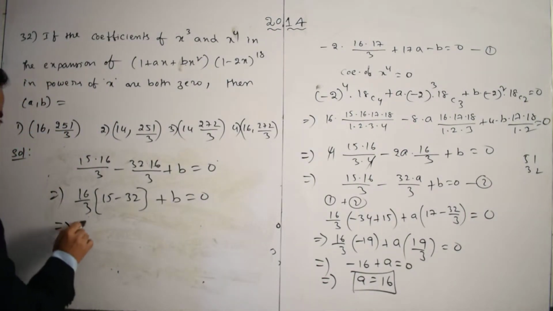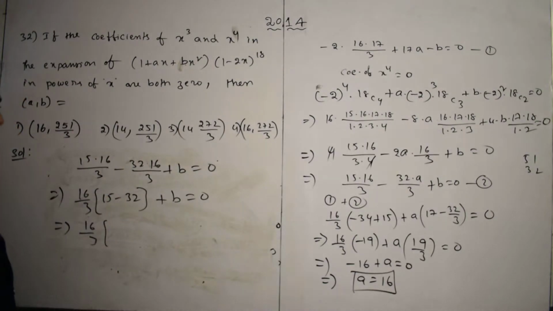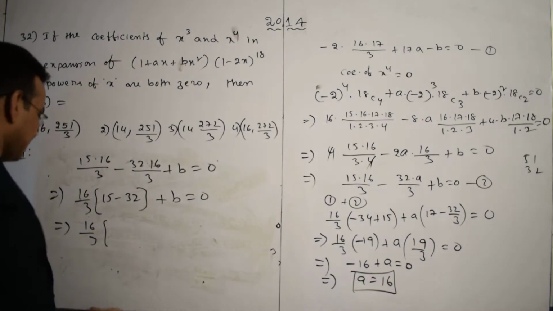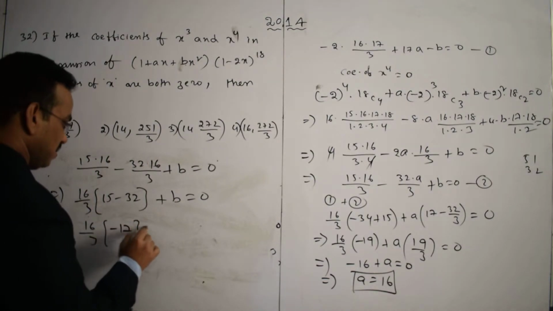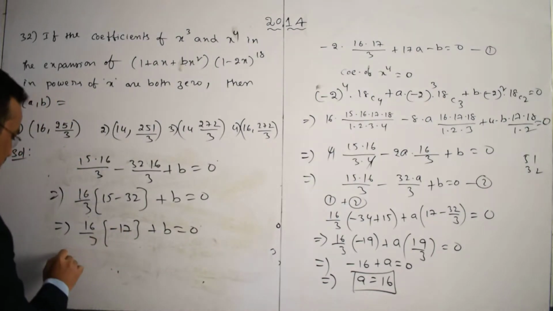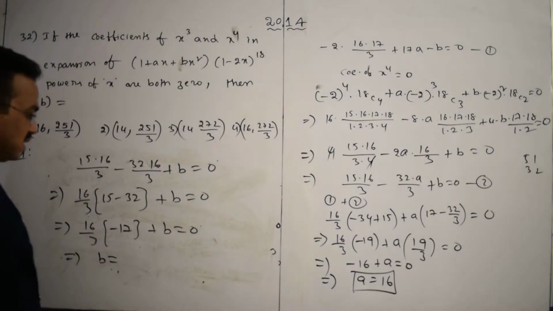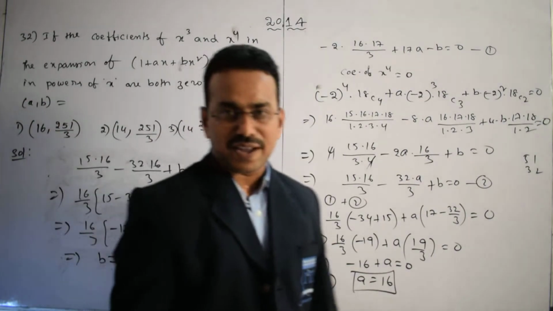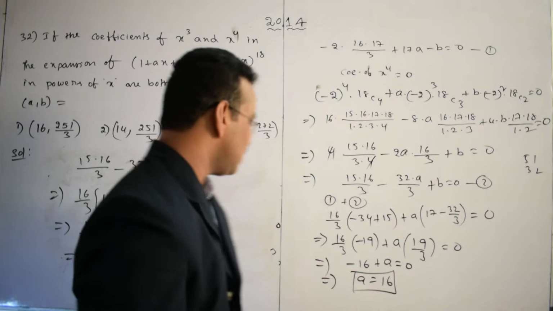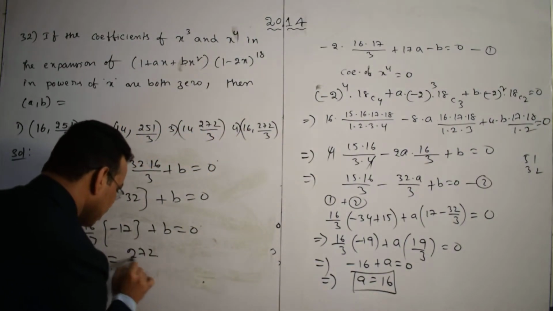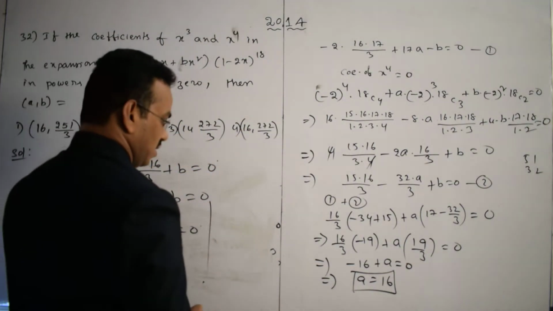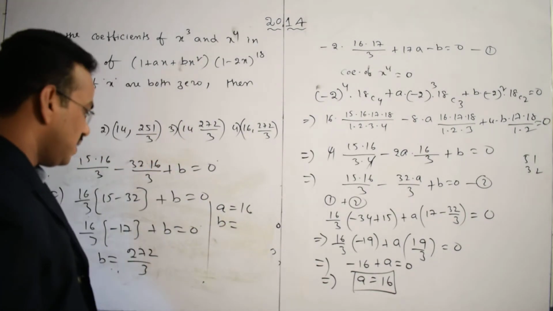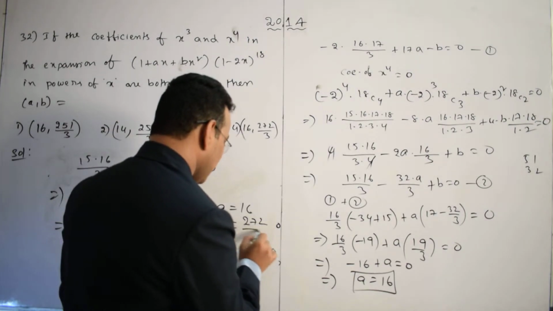In the next step, 16 by 3, here 32 minus 15 means 17. Exactly. See, minus 17 plus b equal to 0. There is a minus. This implies b equal to 16 into 17, 272 by 3. Finally, we will get b equal to 272 by 3. Therefore, we get a equals to 16 and the value of b equal to 272 by 3.